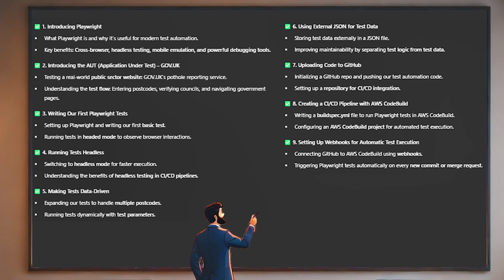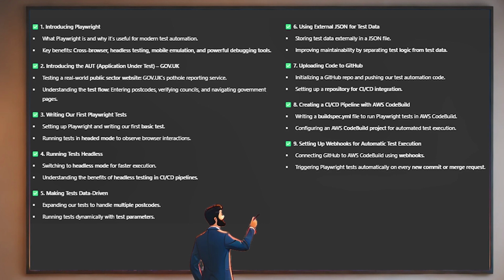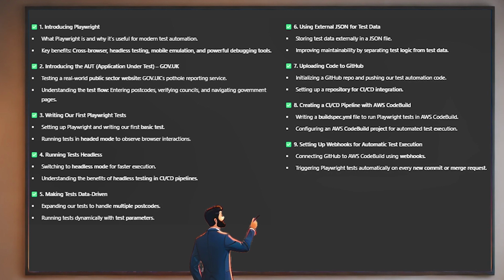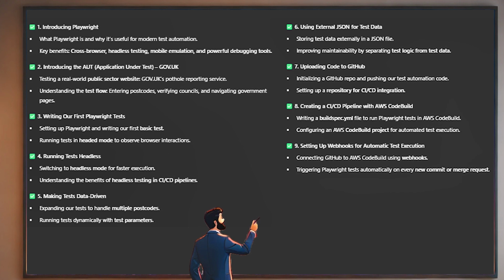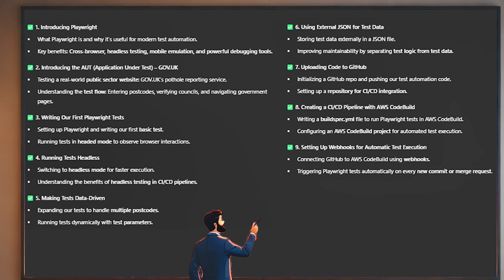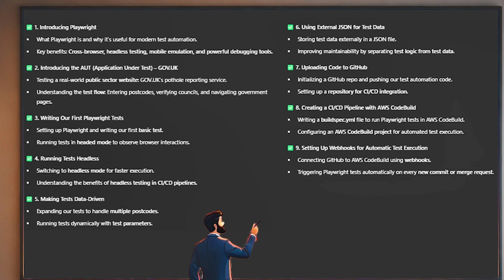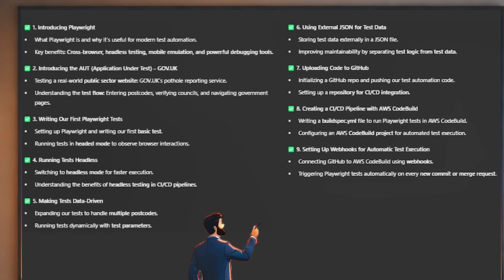After that, we'll move to headless execution so we can optimize for speed and CI/CD use cases. Once we have a working test, we'll make it data-driven, allowing us to test multiple postcodes dynamically. We'll further improve the structure by moving our test data into an external JSON file for better maintainability and scalability.